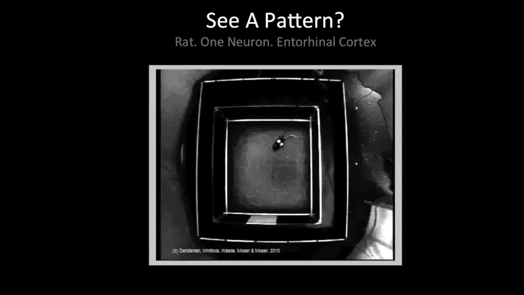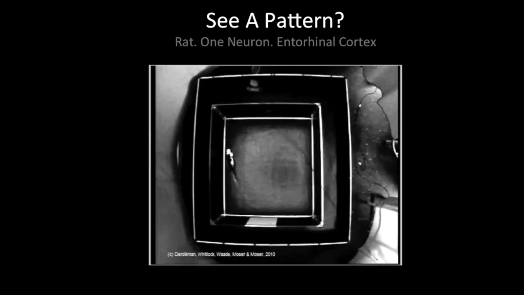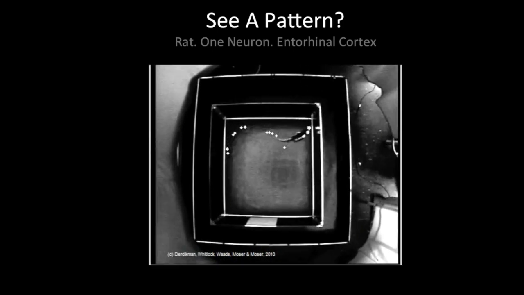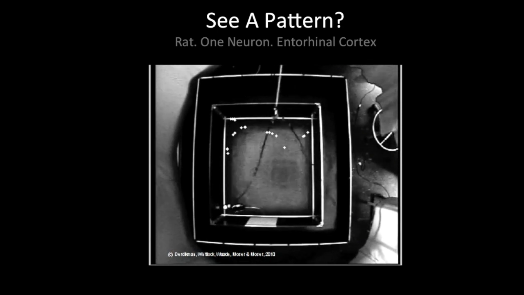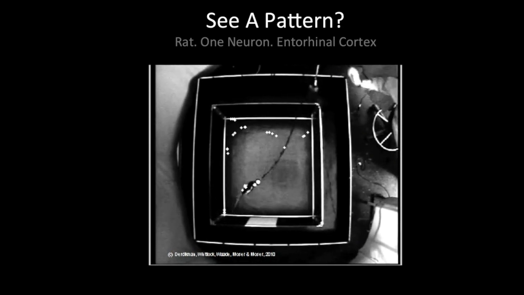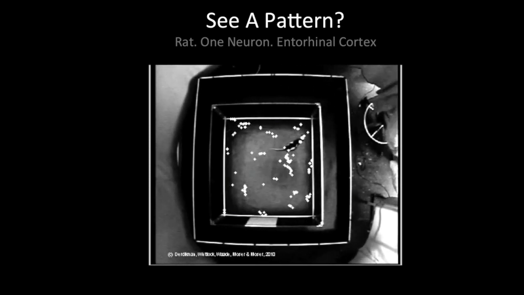So let's look at another video here and see how this works. This is a very interesting one. This is the grid cell finding from 2010. Now, there's a single neuron here in the entorhinal cortex. And the entorhinal cortex is the part of your hippocampus that is you. In other words, it's your location and orientation. Not other things, it's you in relation to the world.